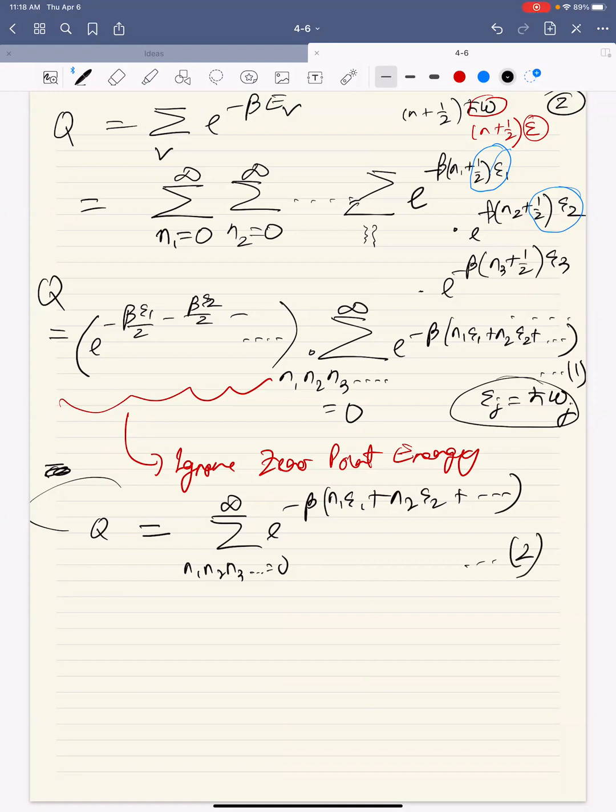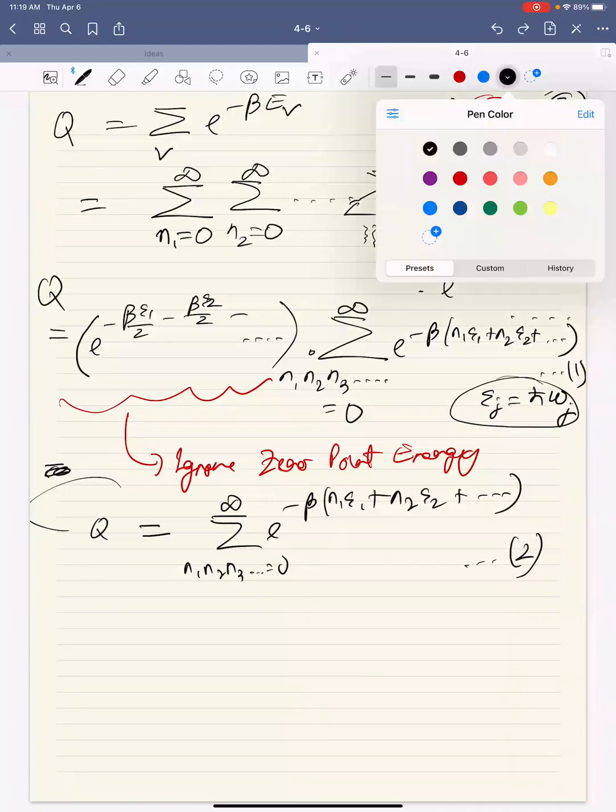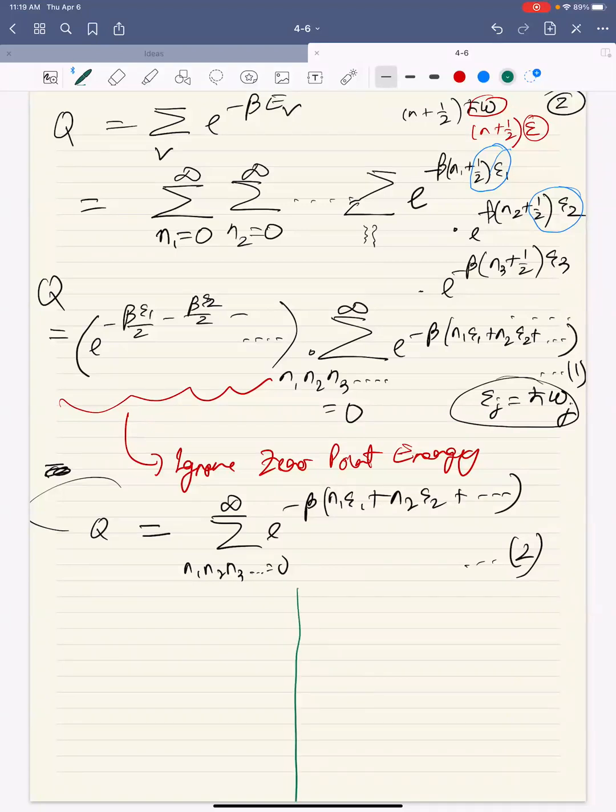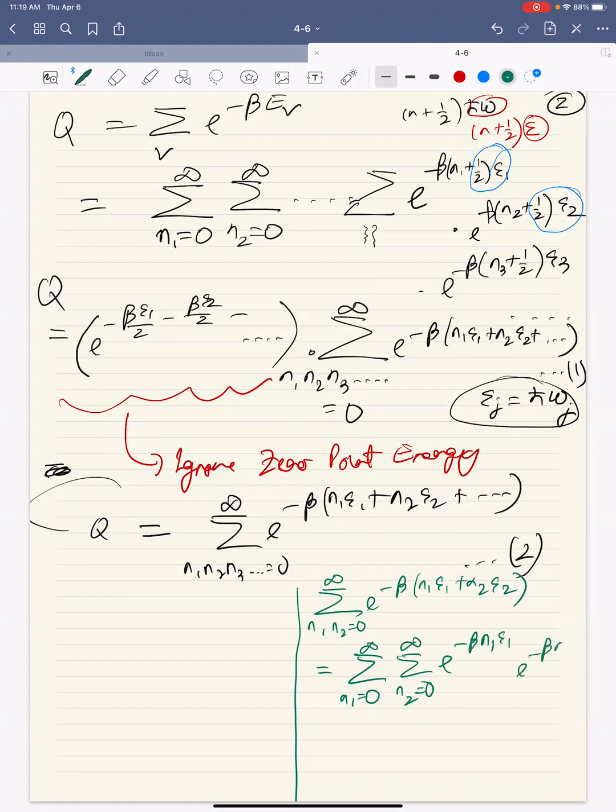Now, let's look at this one. Can we simplify this? If we had only 2 photons, how would this have looked like? This would have been the summation over n1, n2 going from 0 to infinity of e to the power minus beta times n1 epsilon 1 plus n2 epsilon 2, right? Or summation n1 equal to 0, summation n2 equal to 0, both going to infinity, of e to the power minus beta n1 epsilon 1 times e to the power minus beta n2 epsilon 2.